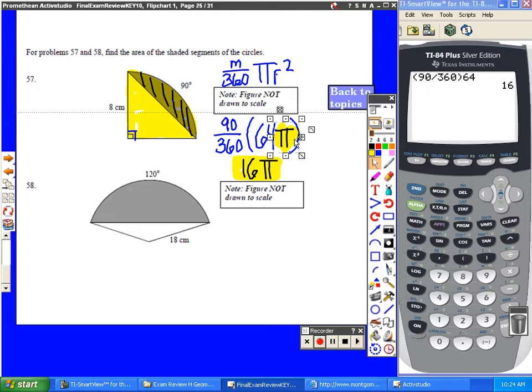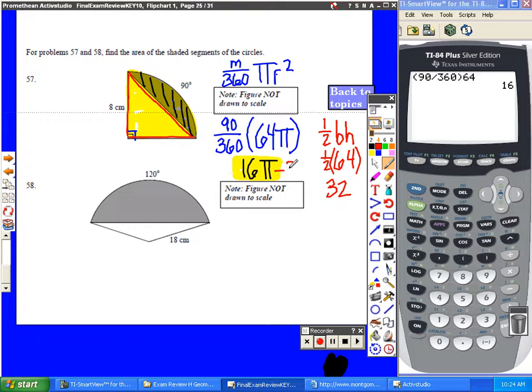Now you need to know that this is the entire yellow section. Because it's the entire yellow section, I need to now subtract part. And the part that I need to subtract is just this triangle. Well, I've been finding the area of triangles forever. The area of a triangle is 1/2 base times height. In this case, that's 1/2 of 64, or 32 units squared.